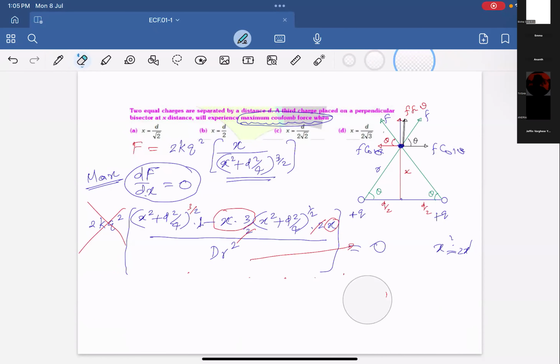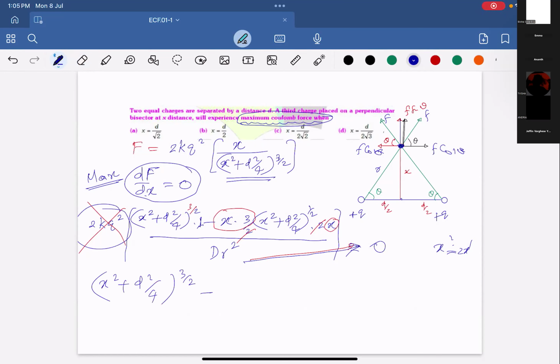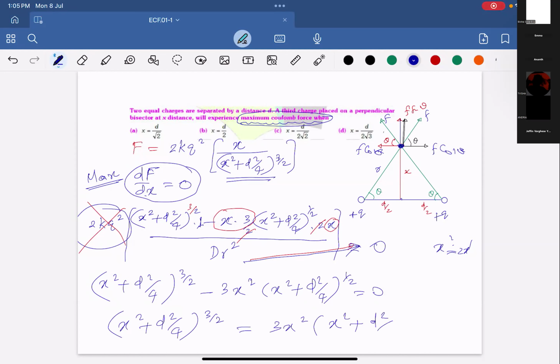From this part, I'll write it again. So what I'm doing is, I'm going to equate this to 0. d by dx of F is equal to 0. But you know one thing for sure? This cannot be 0, because it's a constant. K is constant, Q square is constant. This denominator when cross multiplied will become 0. So what I have is something like this. x square plus d square by 4 the whole raised to 3 by 2 minus 3x square into x square plus d square by 4 the whole raised to 1 by 2 is equal to 0. So let's get to the right hand side. x square plus d square by 4 the whole raised to 3 by 2 is equal to 3x square into x square plus d square by 4 the whole raised to 1 by 2. So I can cut.